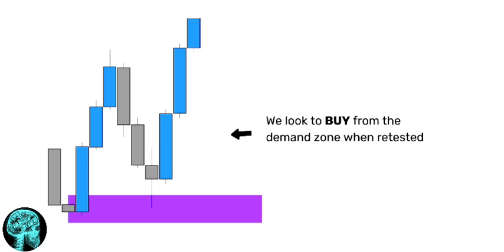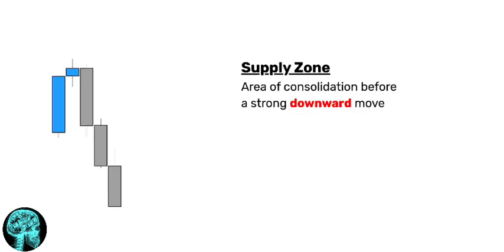Here is exactly what we would expect to see from a demand zone. We look to buy from the demand zone when it is retested because we expect to see more of that institutional buying kicking in. Now, if you haven't already guessed, a supply zone is just the same, but the other way round. It's an area of consolidation before a strong downward move, which would be visualized like this.